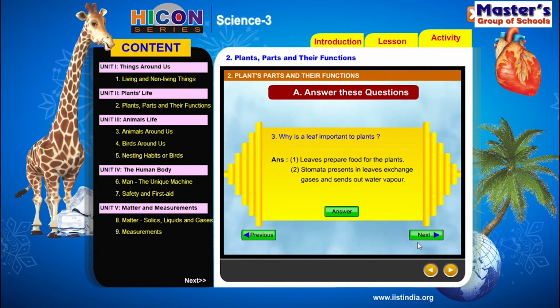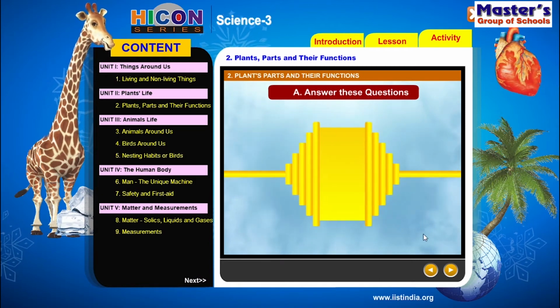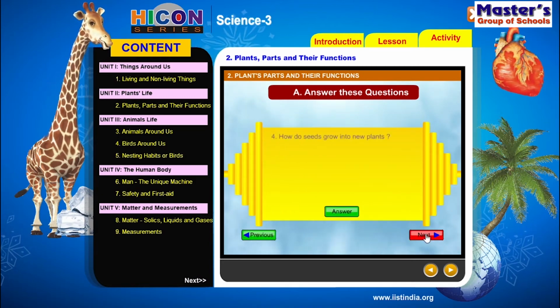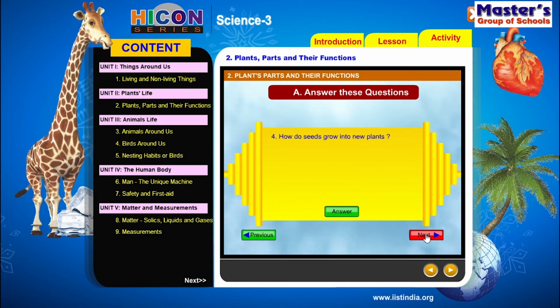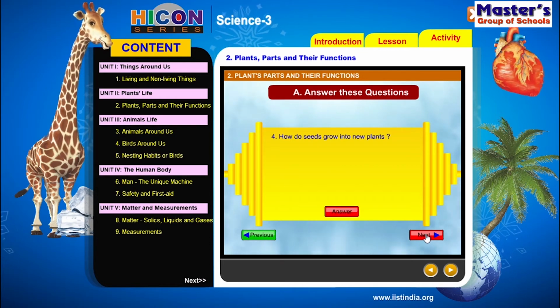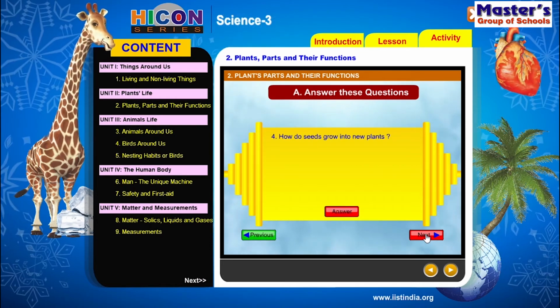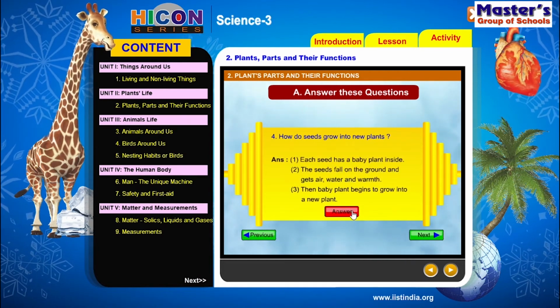See the next question. Children, the fourth question is, how do seeds grow into new plants? How do seeds grow into new plants? Children, see the answer. The answer has 3 points mainly.